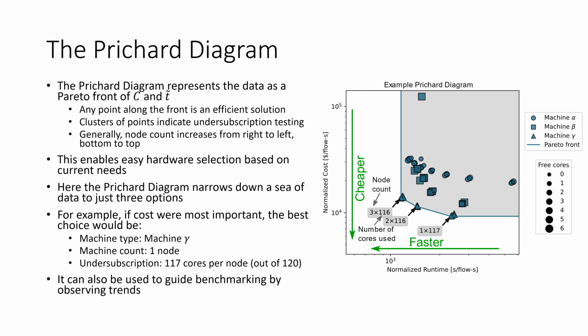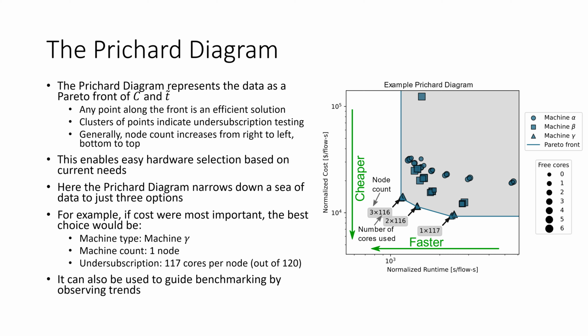So now that we have these two normalized variables, the final step is to plot them. The Prichard diagram represents these two variables as a Pareto front. Now, if you're not familiar with a Pareto front, any point along the front, which is represented by the solid blue line, is an efficient solution. So remember, this is multi-objective optimization, so there is no one objective best, but based on your current constraints, the one that's best for you might be one of those three on the front.